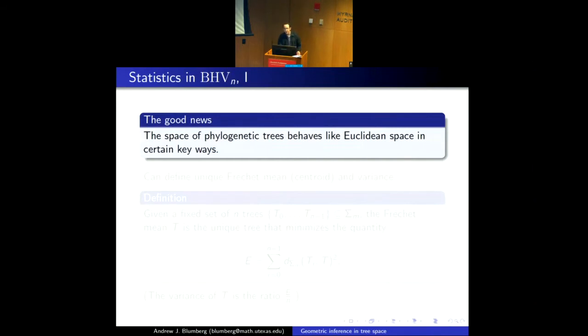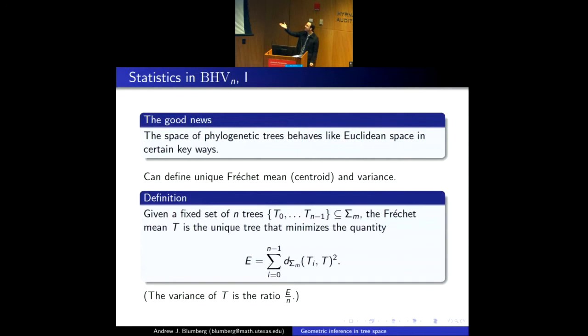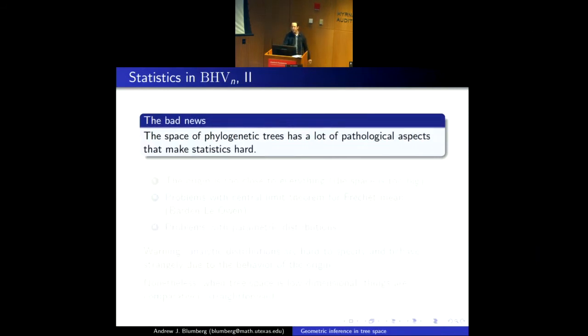And notably, you can define what's called a Fréchet mean, but this is just a fancy way of saying the centroid. It's just the point that minimizes the distance to all the other points. And there's a notion of variance, which is sort of the ratio of that realized distance. On the other hand, there's bad news, which is that there are a lot of pathological things about this space that make statistical inference challenging.